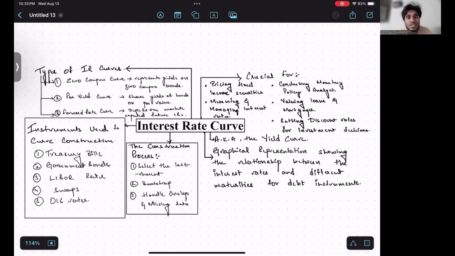There are three types of interest rate curves. The first one is called the zero coupon curve. It represents yield on zero coupon bonds, which pay no coupon, but only a lump sum amount at maturity. It reflects pure discount rates for each maturity. The second type is called the par yield curve. This shows yields on bonds priced at par value, with coupon payments equal to the prevailing market rate. The next and the last type is the forward rate curve. It depicts the market's expected future interest rates implied by current spot rates.